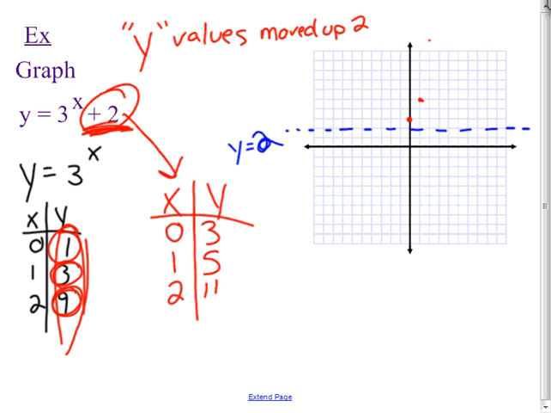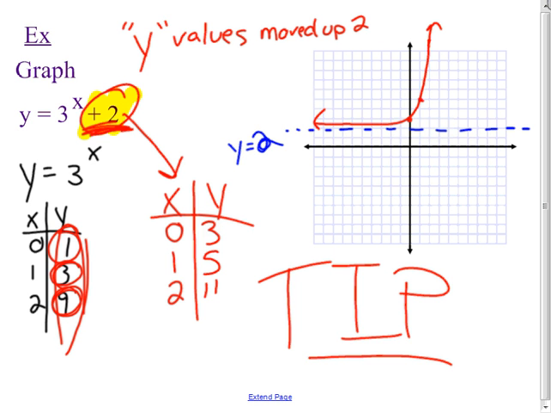So now, instead of my horizontal asymptote being at y equals 0, being that x-axis, it now is up at 2 because of that translation. So now what I'm going to do is connect my dots, and I have the transformation. Look at what's affecting your x values, look at what's affecting your y values, and my big tip is take a look at what is adding or subtracting to your y's and put that asymptote on there right away. That way you don't miss it and you don't accidentally go in the wrong direction.